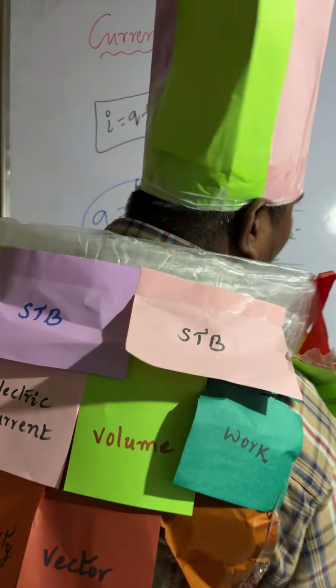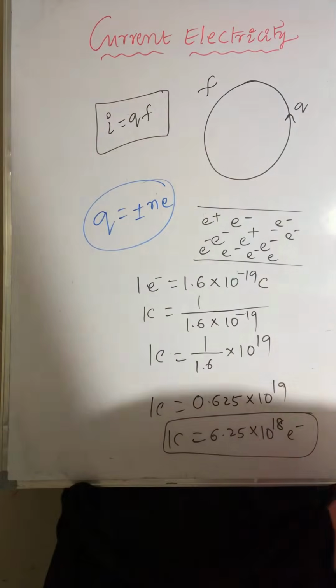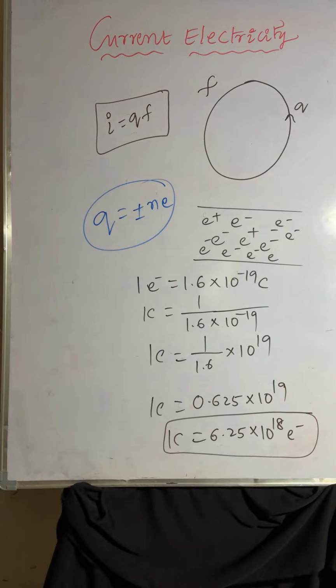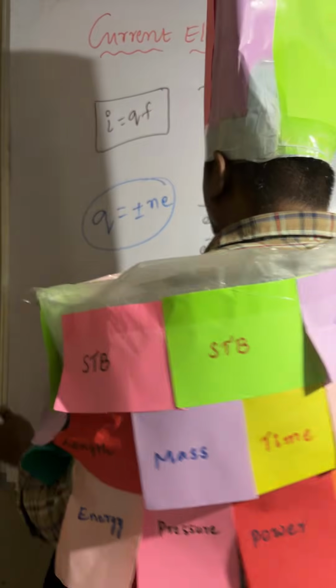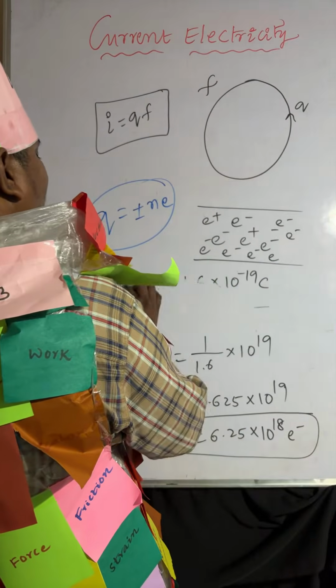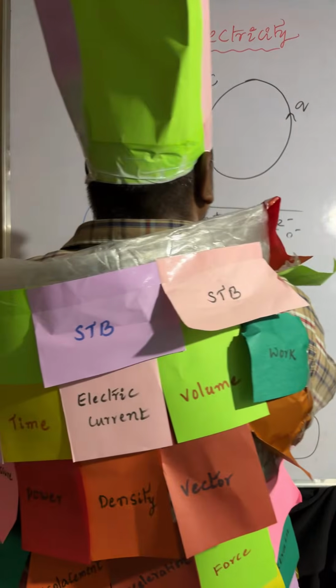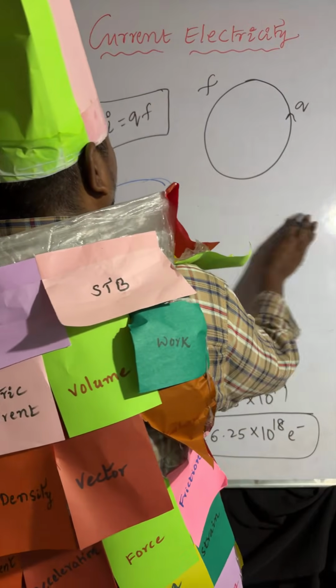In 1 coulomb, 6.25 into 10 power 18 electrons are present. Understood or not? So I hope it is very clear. Just check once: on 1 electron, 1.6 into 10 power minus 19 coulomb. In 1 coulomb, 6.25 into 10 power 18 electrons are present. So that is about AC and DC and the remaining points. Next we will discuss drift velocity and relaxation time.